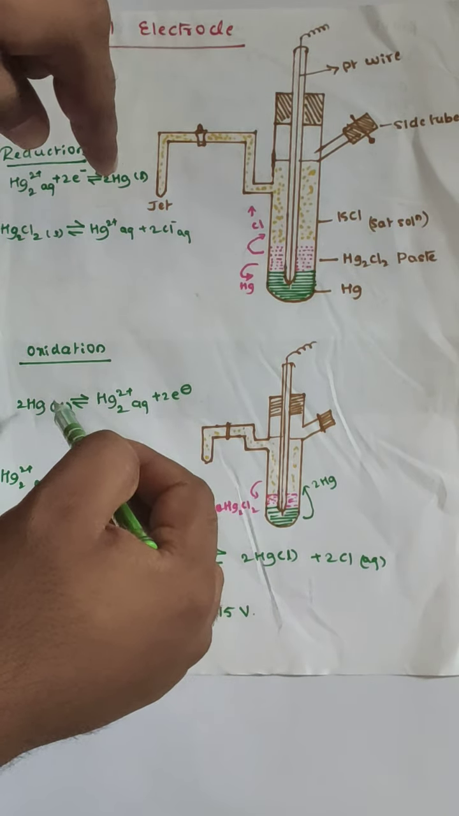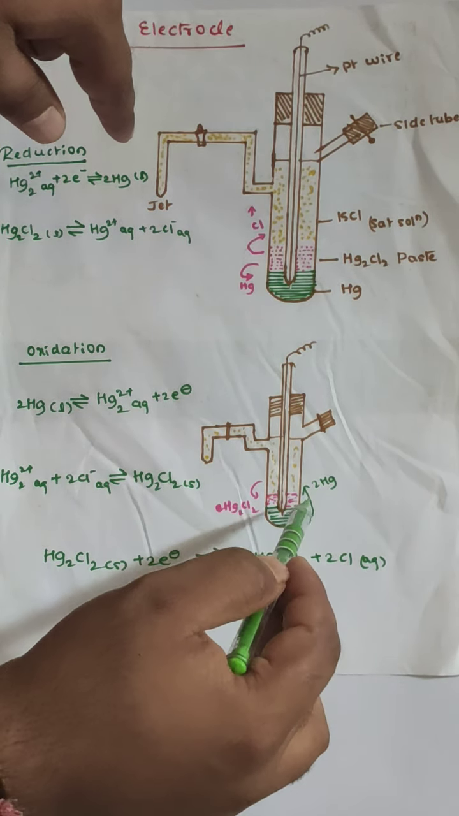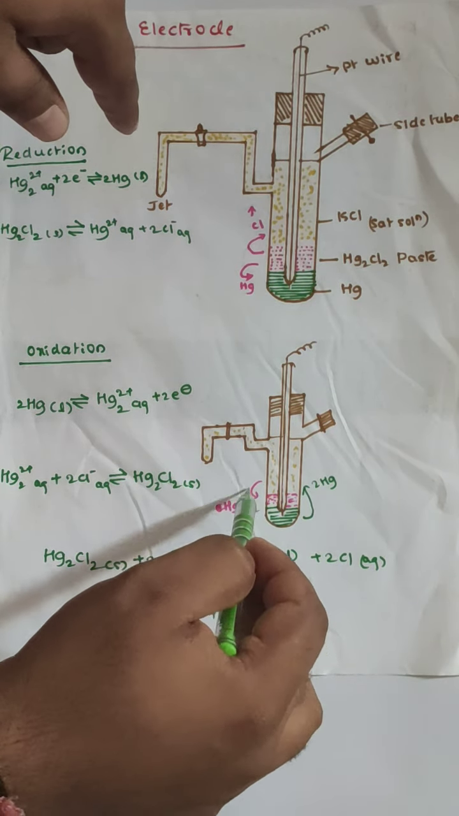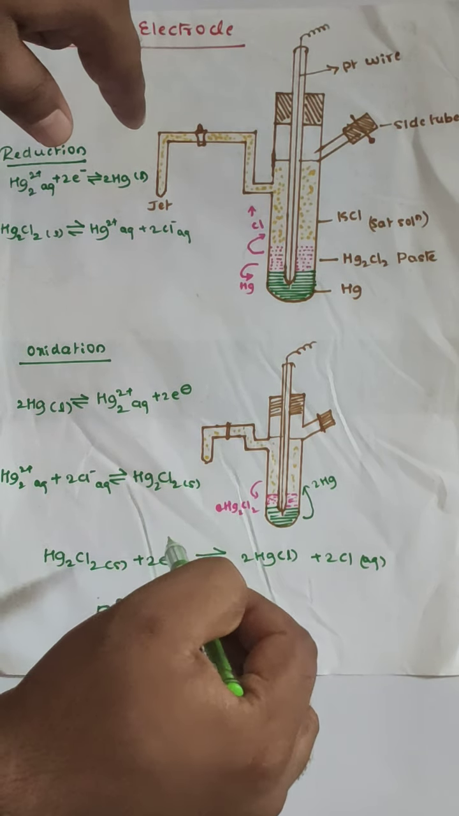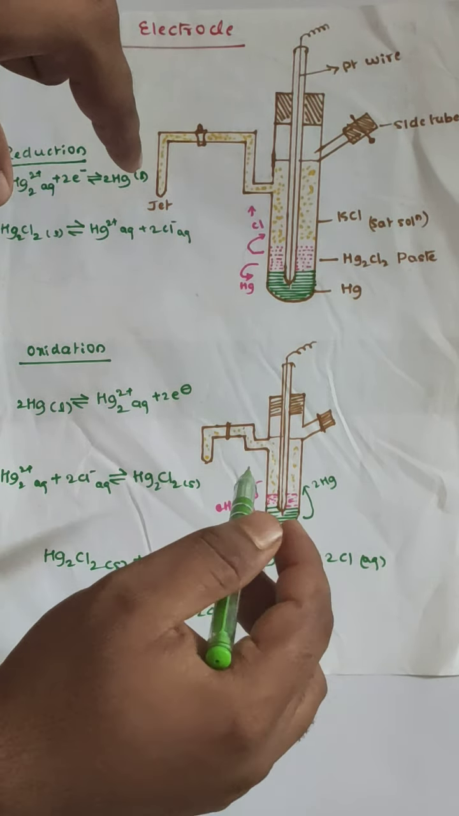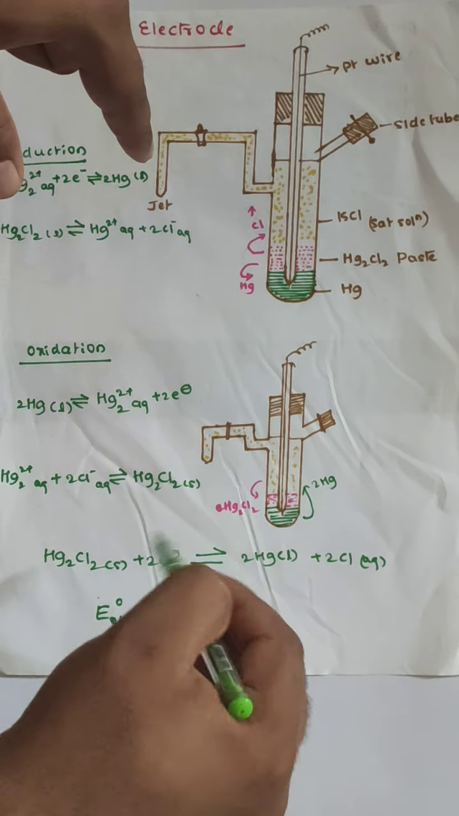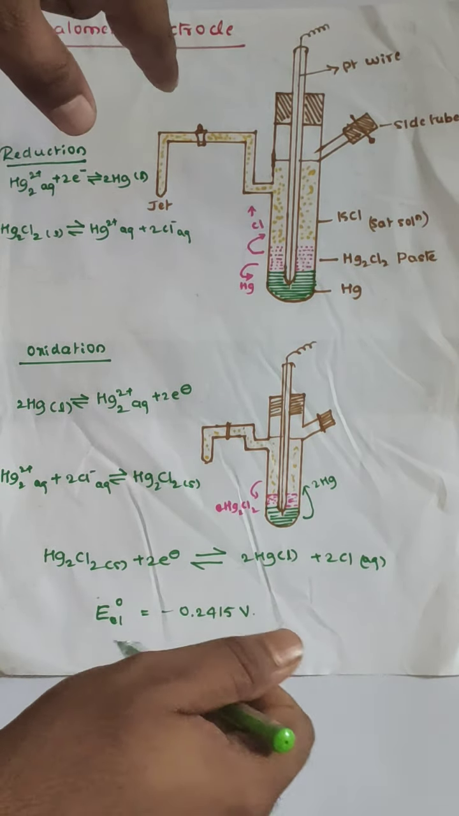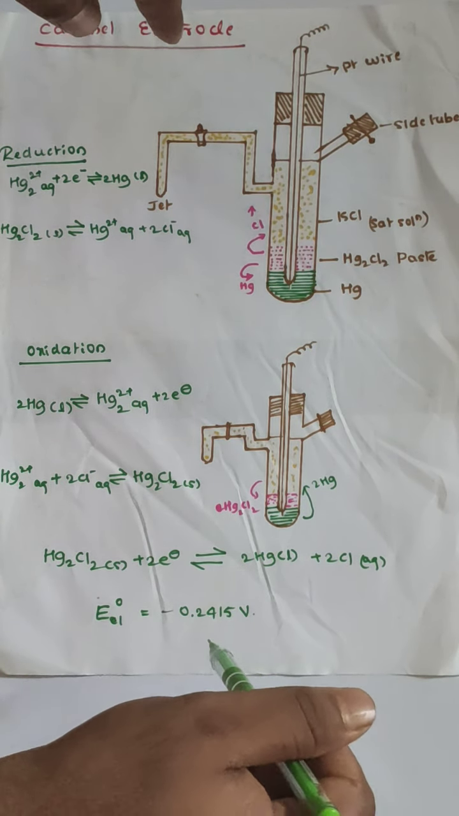During the oxidation process, the Hg loses 2 electrons and becomes Hg2 2+. This Hg2 2+ combines with the chloride ion to form Hg2Cl2, that is, mercurous chloride. Therefore during the oxidation process the concentration of the chloride ion decreases. The net cell reaction is Hg2Cl2 plus 2 electrons in equilibrium with 2 Hg and 2 Cl-. The standard electrode potential of this calomel electrode is minus 0.2415 volt.